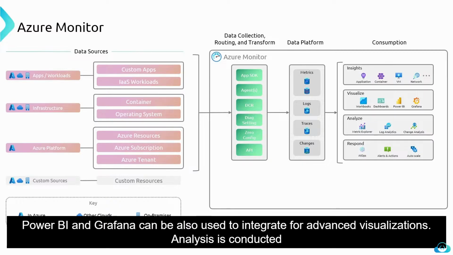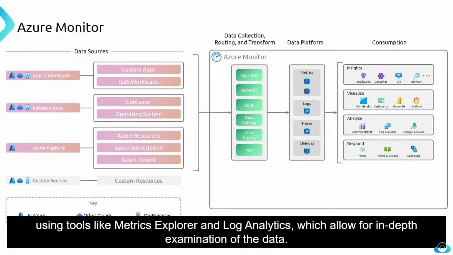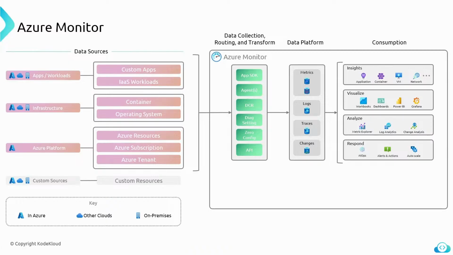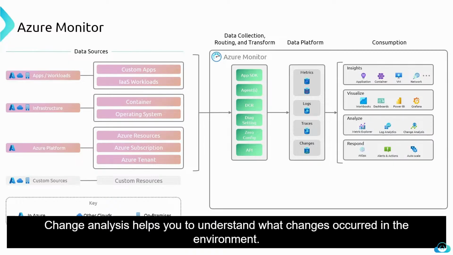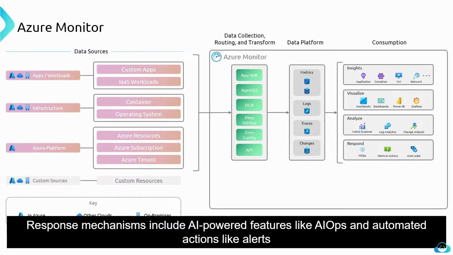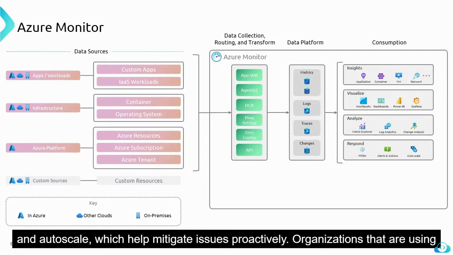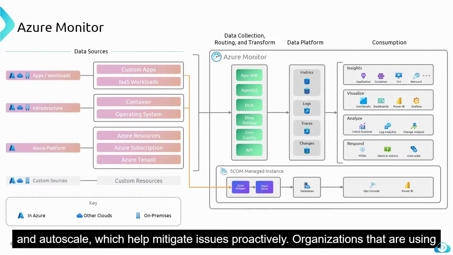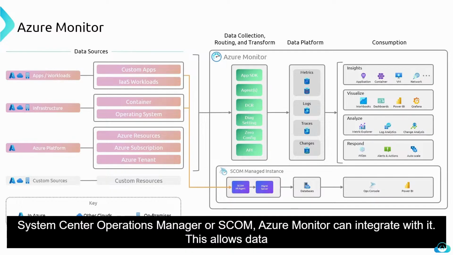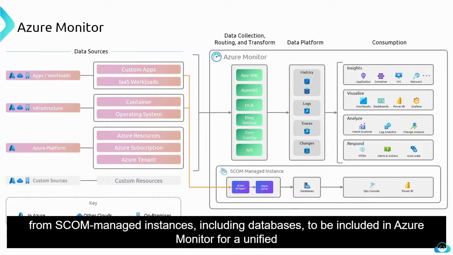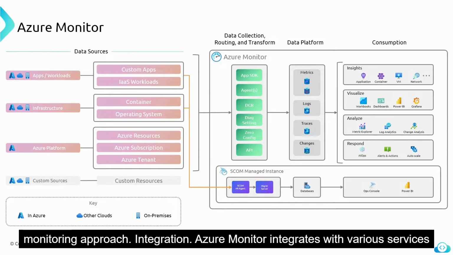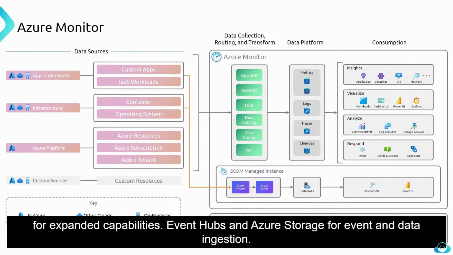The collected data can be consumed in various ways for insights, visualization, analysis, and response. Insights are provided for applications, containers, VMs, and network resources, giving a deep understanding of their performance and health. Visualization tools such as workbooks and dashboards are used to create interactive visual representations of the monitoring data. Power BI and Grafana can also be integrated for advanced visualizations. Analysis is conducted using tools like Metrics Explorer and Log Analytics, which allow for in-depth examination of the data. Change analysis helps you to understand what changes occurred in the environment. Response mechanisms include AI-powered features like AIOps and automated actions like alerts and autoscale, which help mitigate issues proactively.